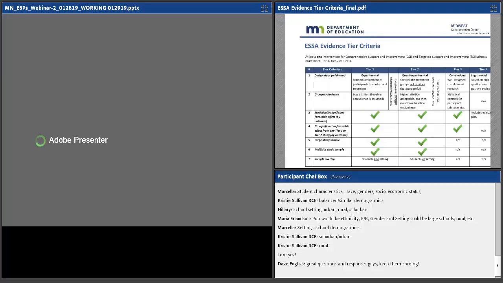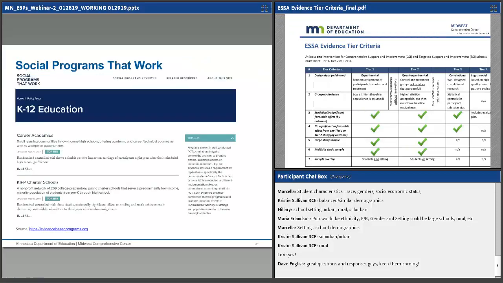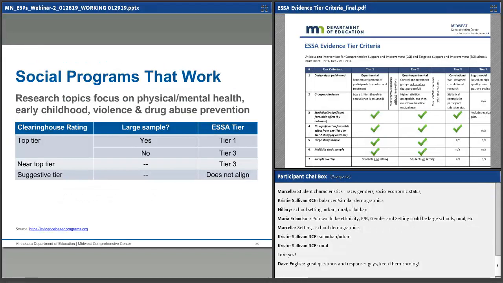So then we know, going back to our table here, that for the Social Programs at Work websites, because the Career Academy was top tier, and because it had a large sample, it qualifies for ESSA tier number 1, all right? So we have some other examples embedded in the actual slides.